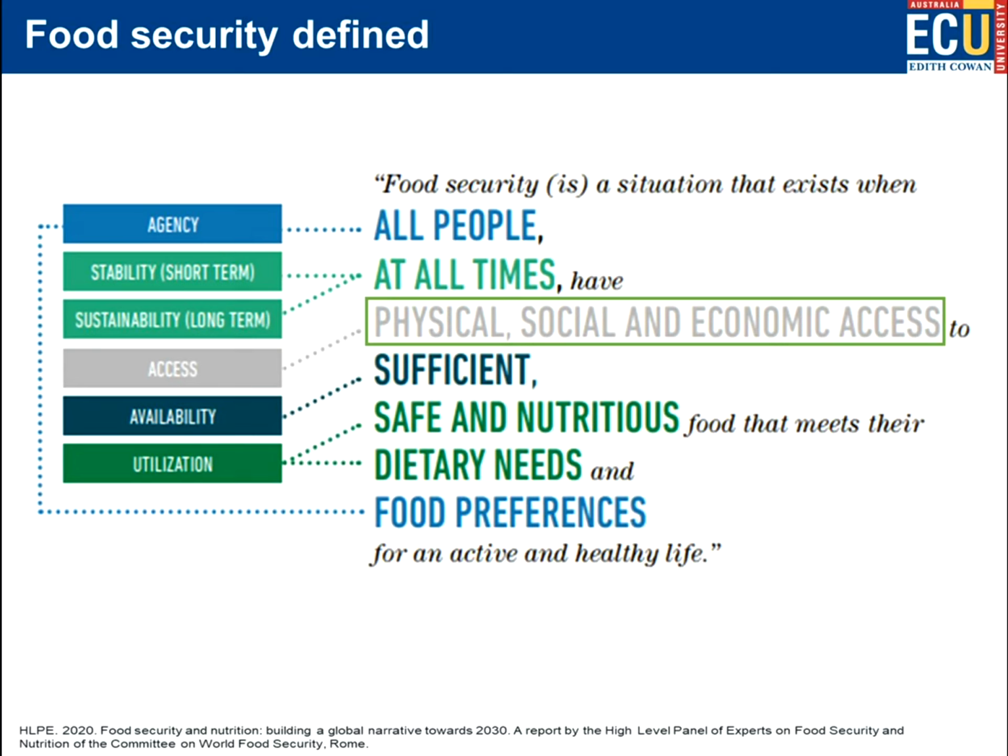So this is the food that they like to eat, but also their cultural preferences too. So the foods that they have grown up with, that they are familiar with, and that has cultural significance to them. And all of this together will help them achieve an active and healthy life. So really critically, it's those three factors: physical access, social access, and economic access to food.